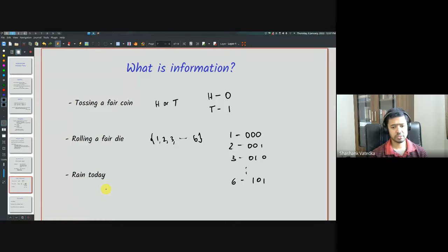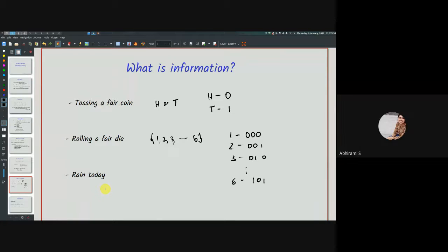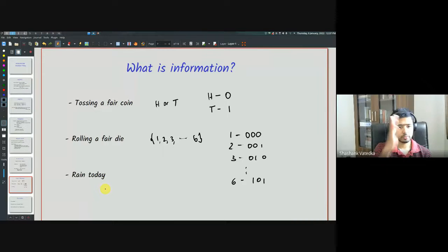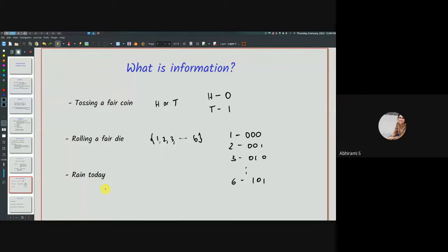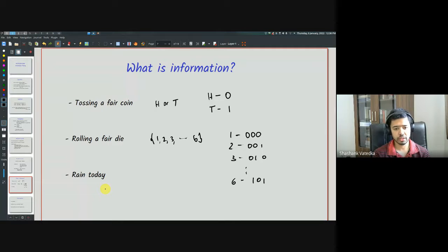So now, how many bits do I need to tell you the outcome of this particular experiment, whether it rained today or not? Sir, it depends on how many parameters we are considering to decide. Okay, but ultimately, I just want to know whether it rains or not, not additional information. That's just the outcome. 1 bit, right? There are only 2 outcomes: either it rained today or it did not rain today. So 1 bit in some sense is sufficient.